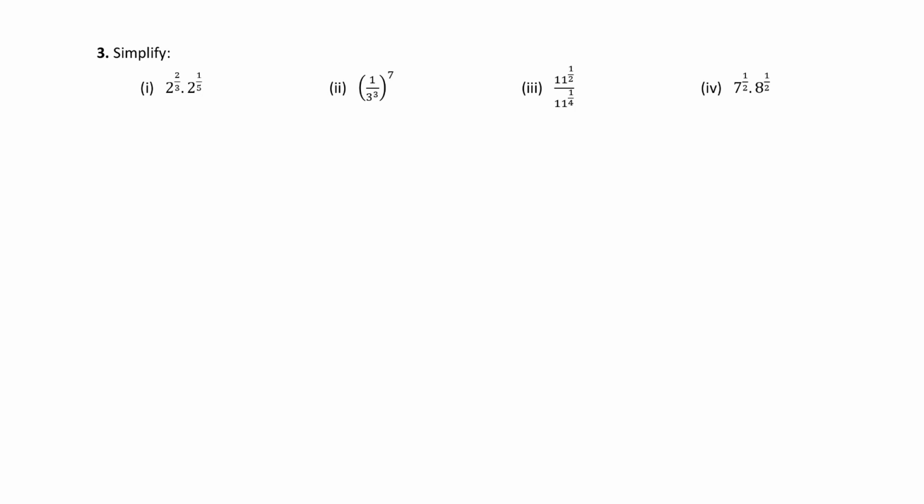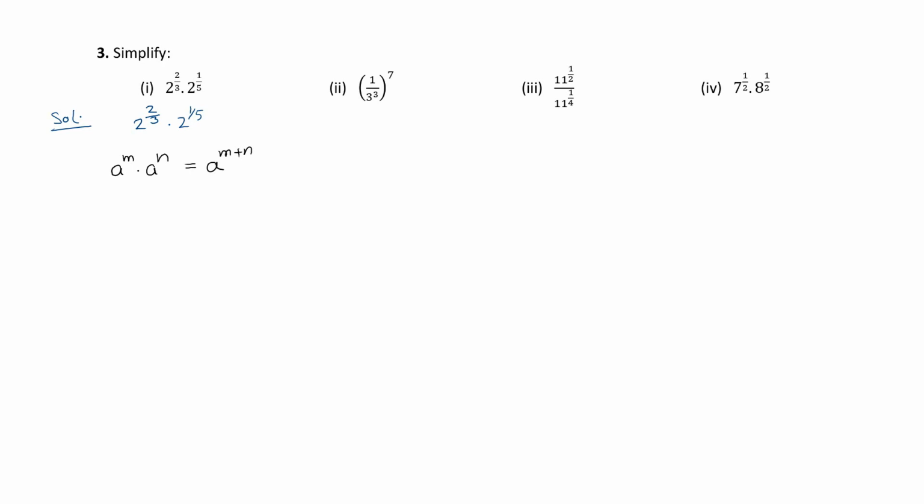So first one is 2 to the power 2 by 3 times 2 to the power 1 by 5. So we know the identity a to the power m times a to the power n. How can we write it? Here the powers get added, right? a to the power m plus n.